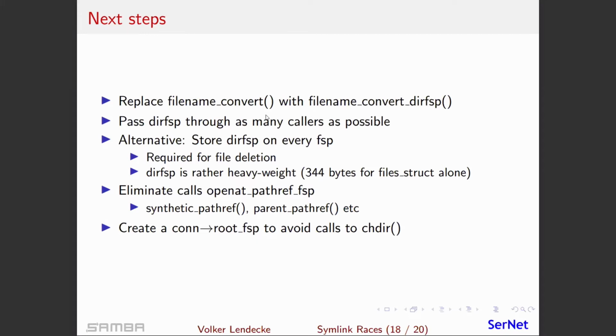So we really need to go through all calls of filename convert. And there are many callers of filename convert. Synthetic pathref is one, parent pathref is another one. And when we are all done with this, or as part of the work, what we could also do is eliminate essentially the requirement to do a change dir every time. Change dir into a subdirectory, change dir back to the share root and so on, which you have seen in the straces. We could eliminate this by really holding the share root that we have as a directory handle, and so use this as an at call for all operations.